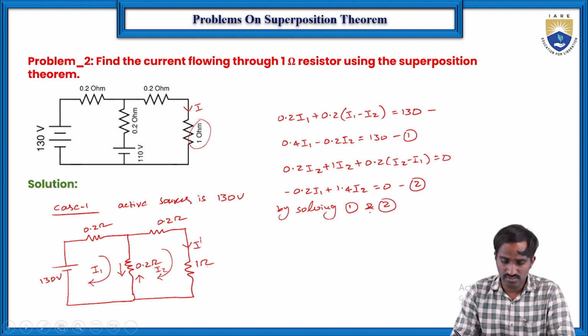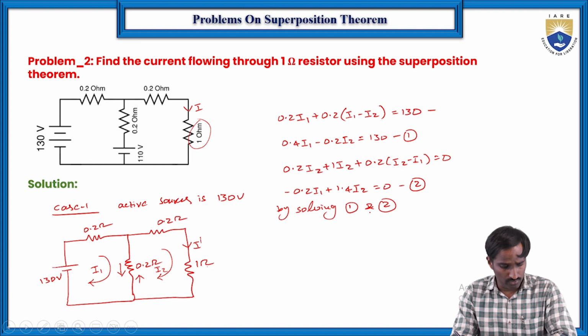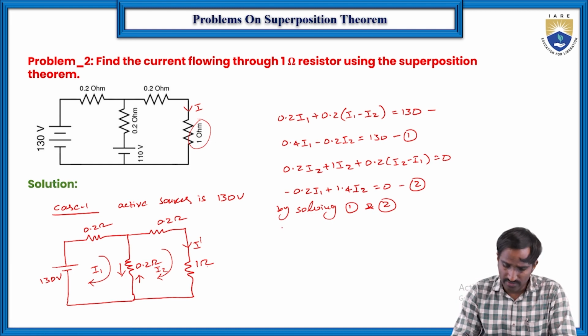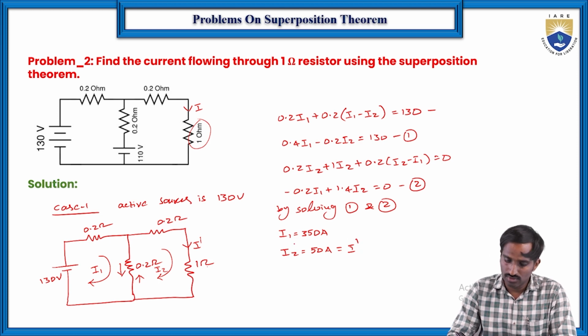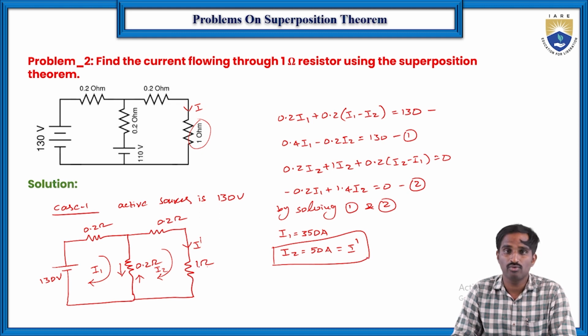So by solving equation number 1 and 2, you will get I1, which is equal to 350 amperes, and I2, which is equal to 50 amperes. Okay, so this I2 is nothing but I dash. So now we got the one value I dash, that is the current flowing through the 1 ohm resistor, which is equal to 50 amperes, right?